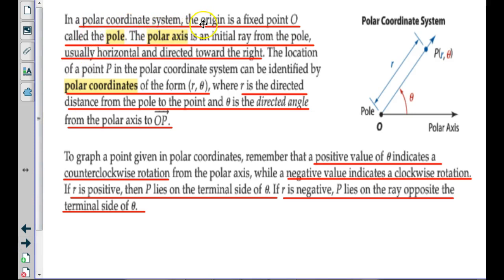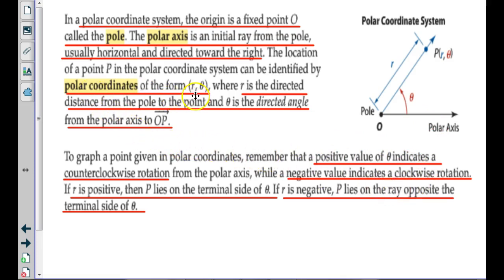So in a polar coordinate system, the fixed point, which is still going to be the origin, is called the pole. You measure out from this pole. Again, I'm just going to call it the origin. The polar axis is an initial ray from the pole, and we're going to use the positive x-axis. Air traffic controllers probably use due north, but we're going to stick with the positive x-axis as where we start measuring from. Positive is going to be around, like we always do, up into the first quadrant and around. Negative would be down into the fourth quadrant.